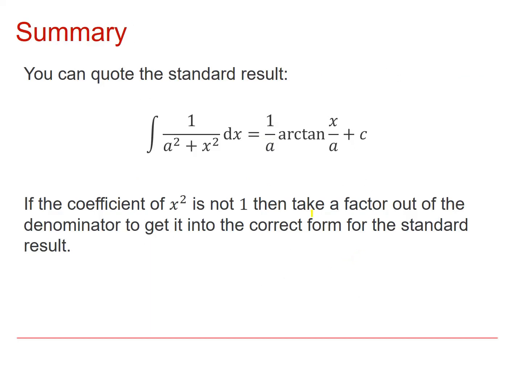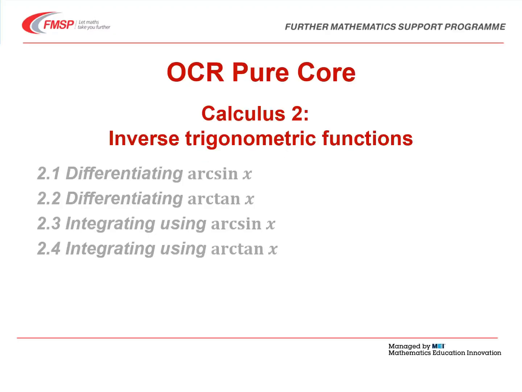So in summary, you can always quote this standard result. 1 over a squared plus x squared integrated gives me 1 over a arctan of x over a. And don't forget the plus c if you've got an indefinite integral. If the coefficient of the x squared is not 1, then factor that out of the denominator so that you've got it in standard form. That was the final video in the sequence Calculus 2 Inverse Trigonometric Functions.